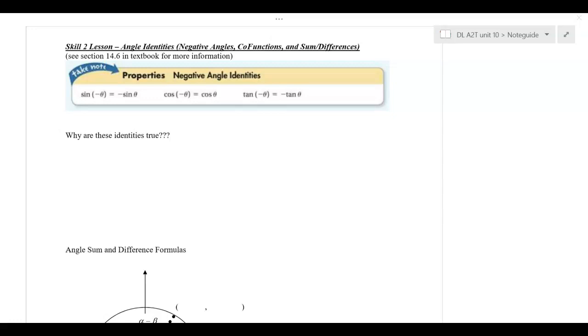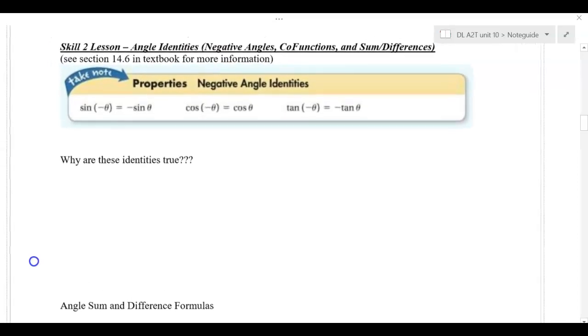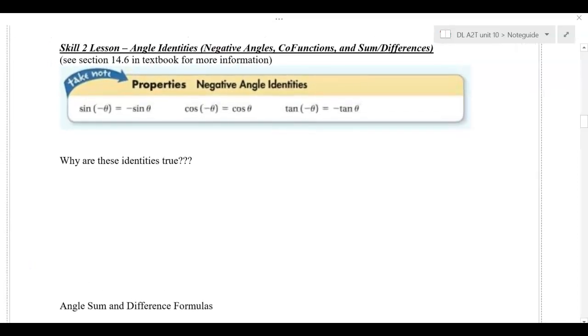Today's focus has a few more angle identities, and we're going to prove a sum and difference identity and see how to use those. So first, these are all in your book. These are negative angle identities. So what if the angle that they've written inside of the function has a negative sign in front of it? It doesn't necessarily mean you can just flip it to a negative outside.